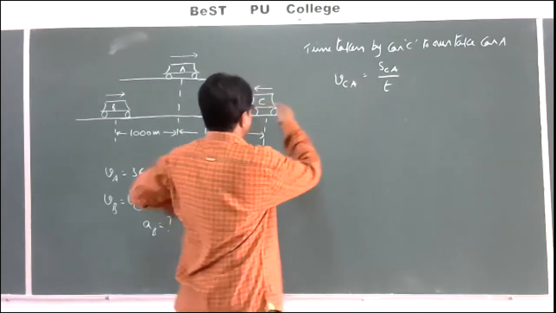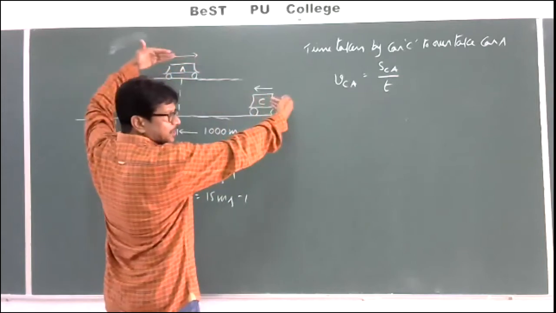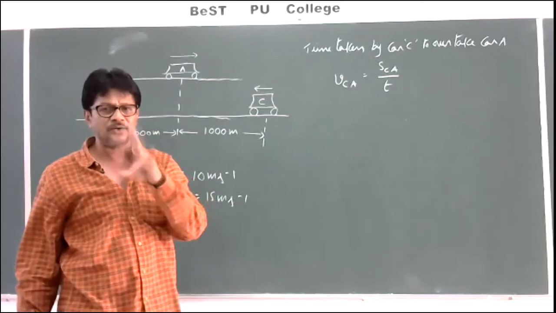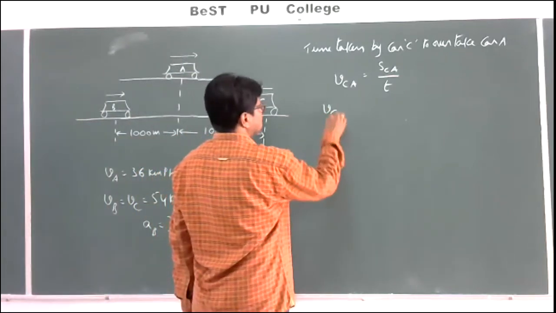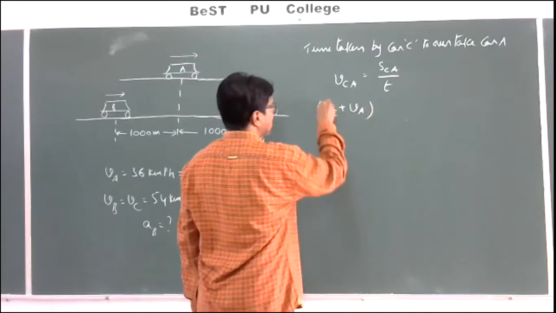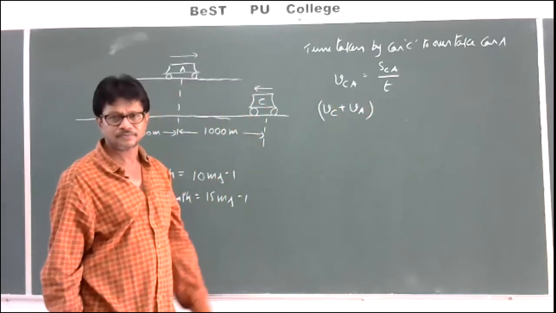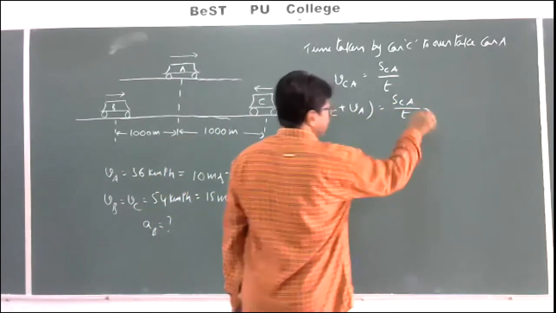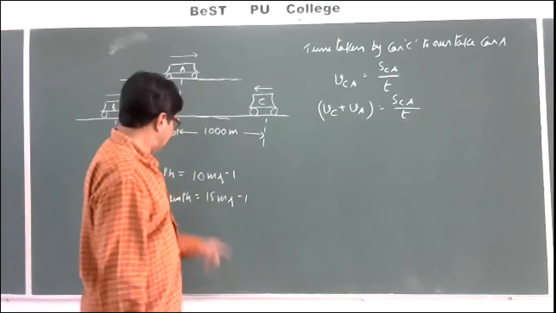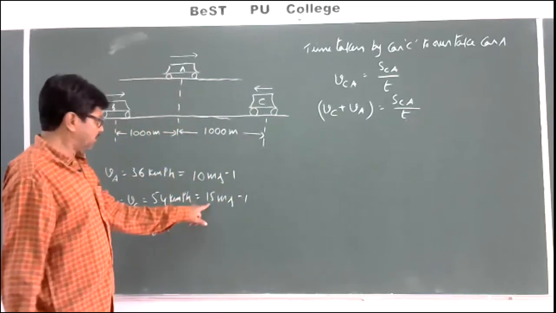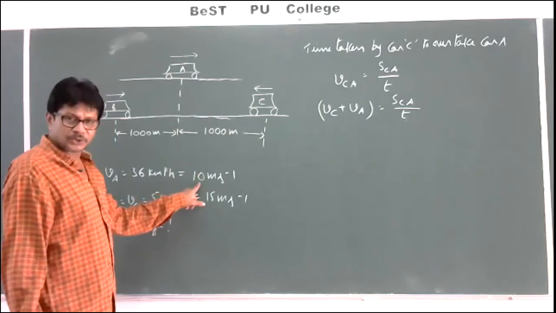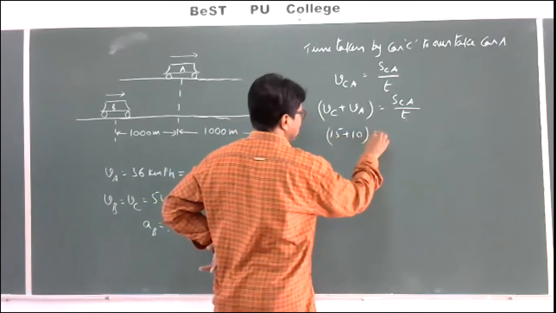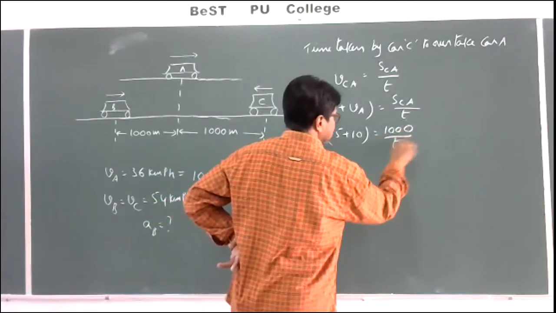Now, here car A and car C are moving in opposite direction. Since they are moving in opposite direction, what will be the relative velocity? So VC plus VA will be the relative velocity of car C with respect to car A, is equal to SCA by T, where VC is equal to 15, VA is equal to 10. So 15 plus 10 is equal to 1000 by T.